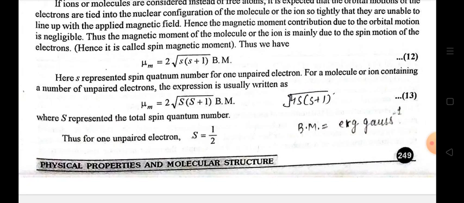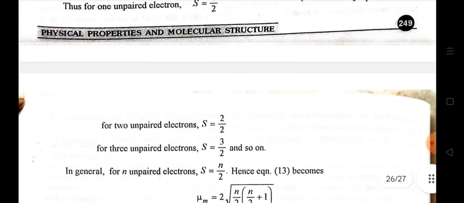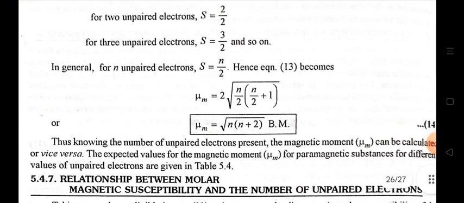Thus, for one unpaired electron, S is equal to 1 by 2. For 2 unpaired electrons, S is equal to 2 by 2. For 3, S is equal to 3 by 2, and so on. In general, for n unpaired electrons, S is equal to n by 2. Hence, equation 13 becomes mu m is equal to 2 into under the root n by 2 into (n by 2 plus 1), and mu m is equal to under the root n into (n plus 2) Bohr magneton, that is equation 14.